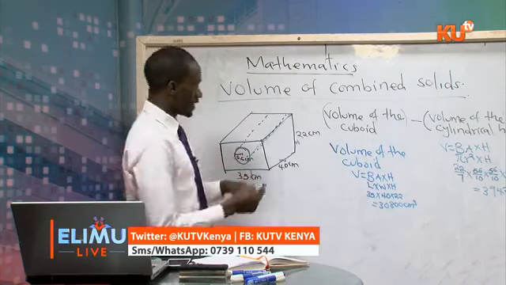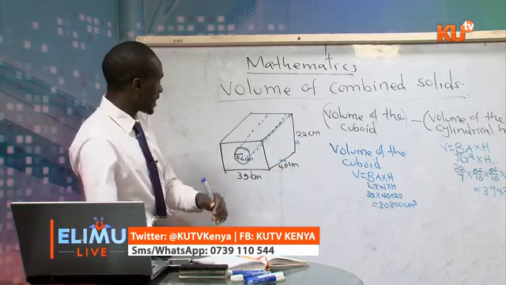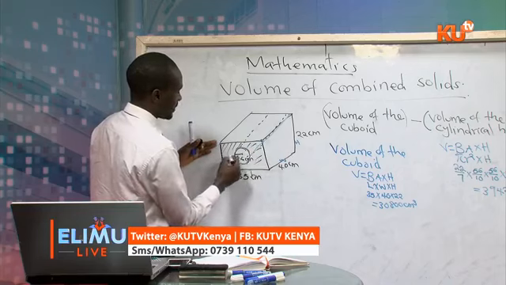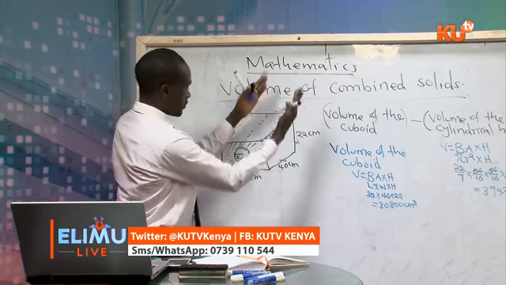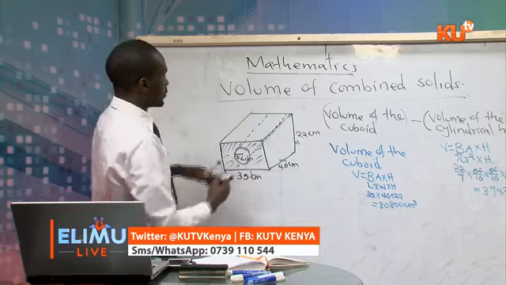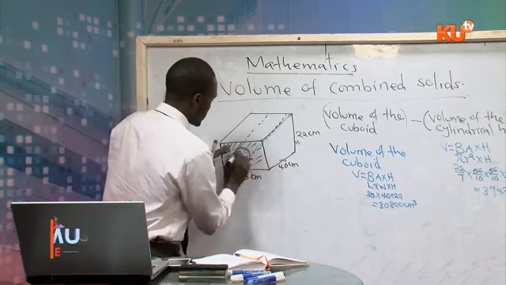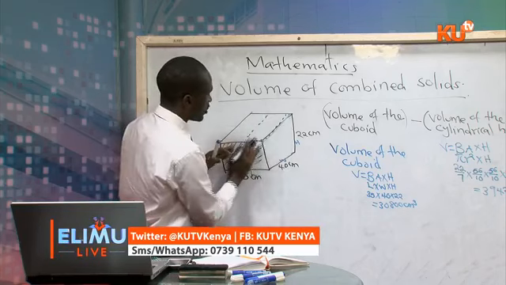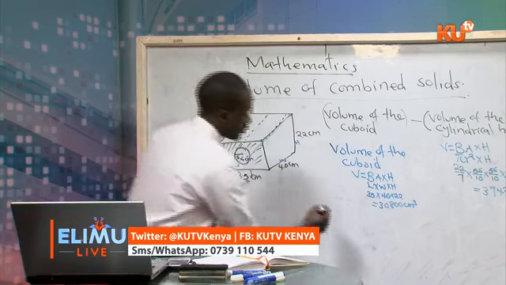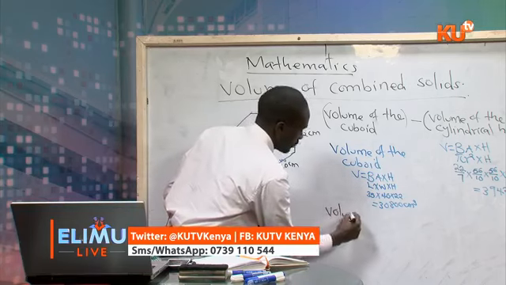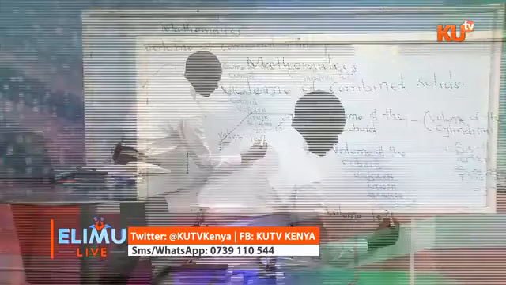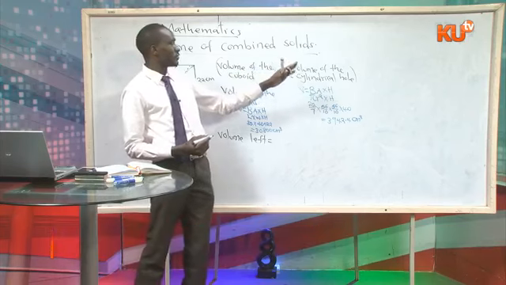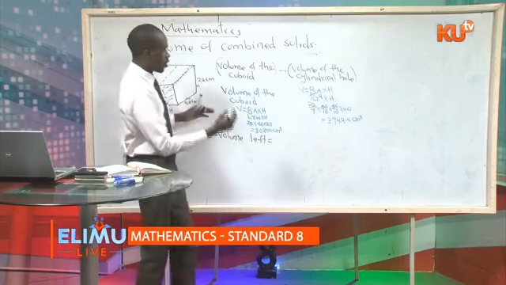What do we want? We want to find the volume left. Why am I saying the volume left? This was a solid like this way. Then what did they do? They decided to drill a hole. So you find the volume of everything, assuming the hole is not there. Then you find the volume of the hole, then you take away. So we have volume left. Volume left is volume of the cuboid, take away volume of the cylindrical hole.